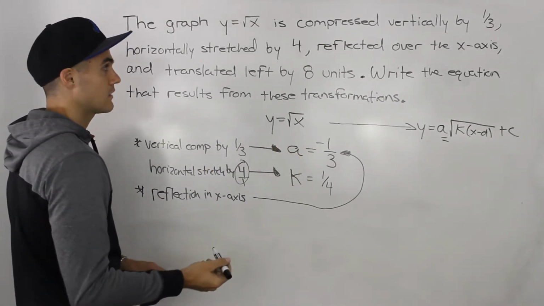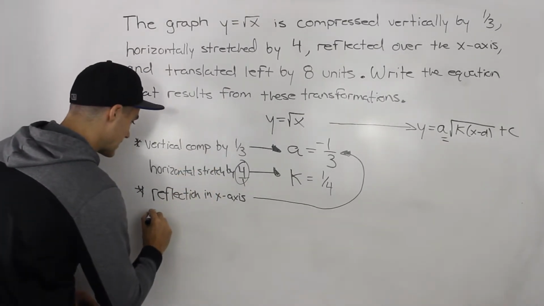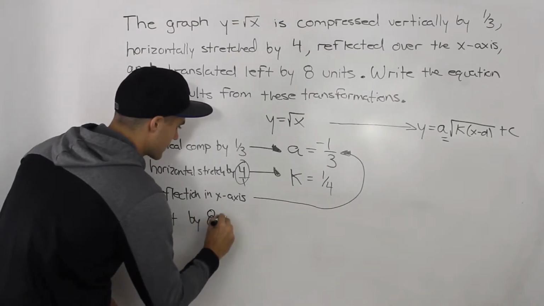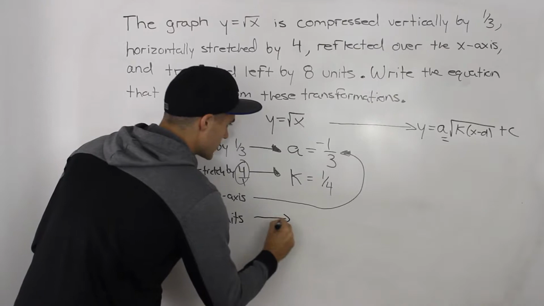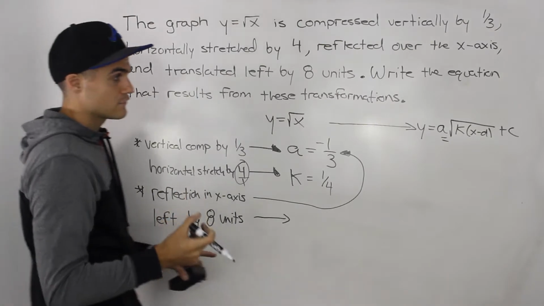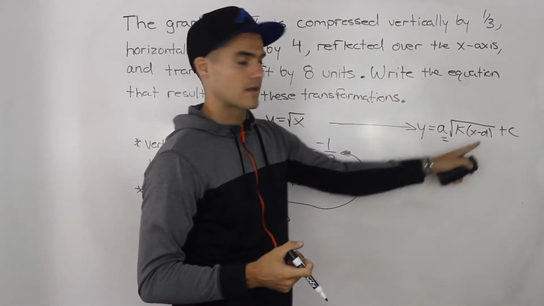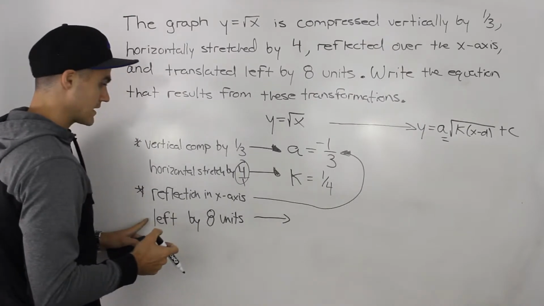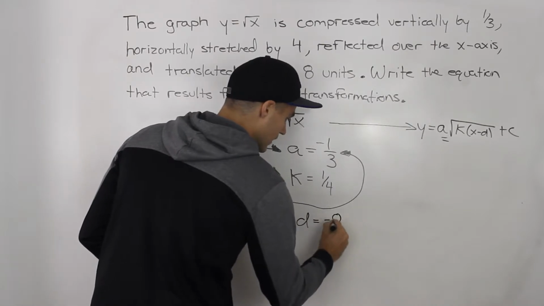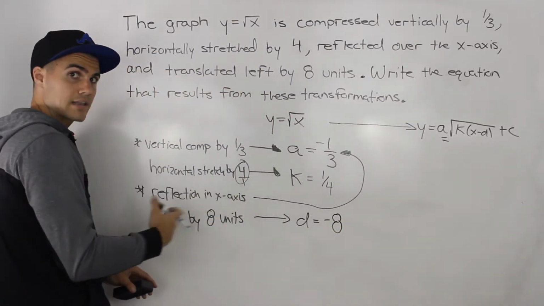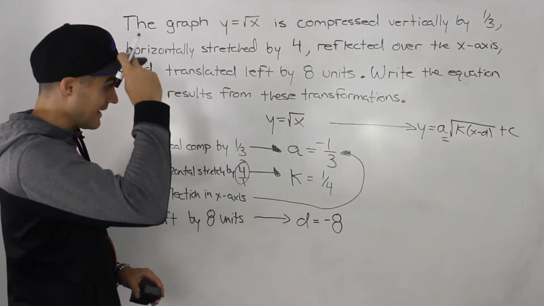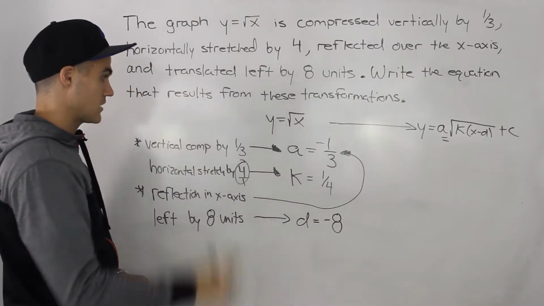And then translated left by 8 units, which transformation value are we dealing with for that translation? Well, right and left, the d value depends on that. And because it's being translated 8 units to the left, we know the d value is negative 8. When the d value is negative, it's going to the left. When the d value is positive, it's going to the right. And that is all of the transformations that we have to deal with.